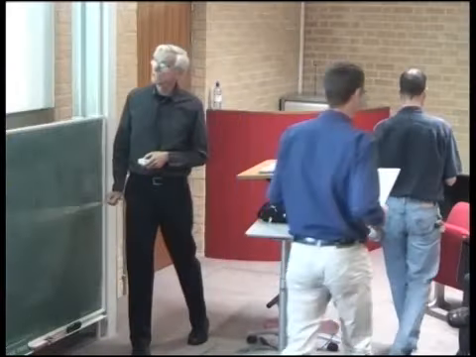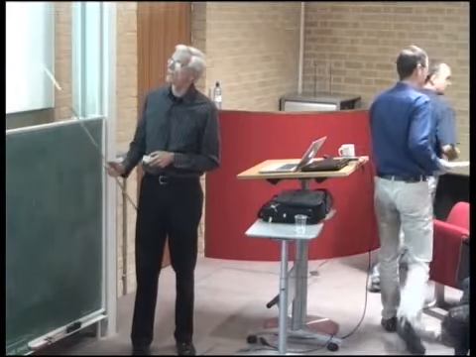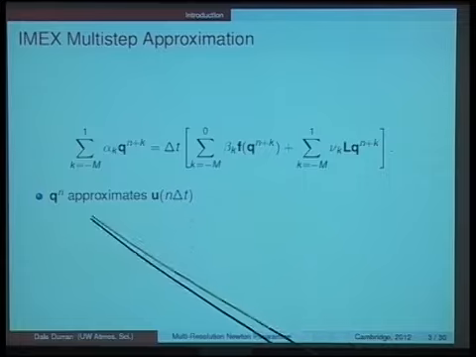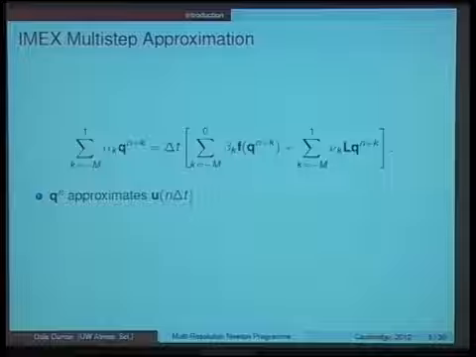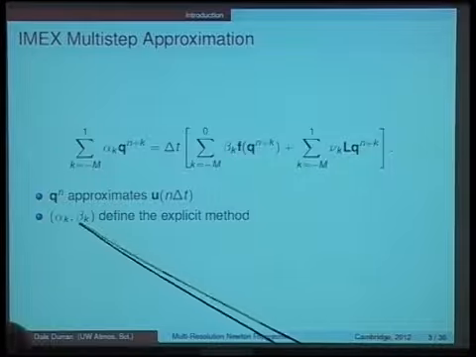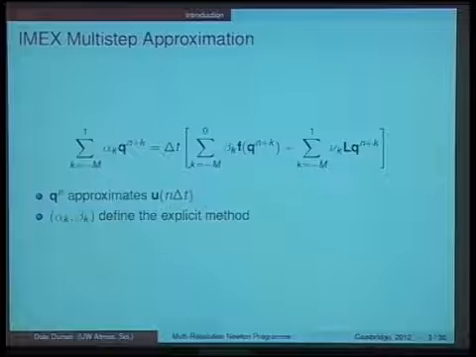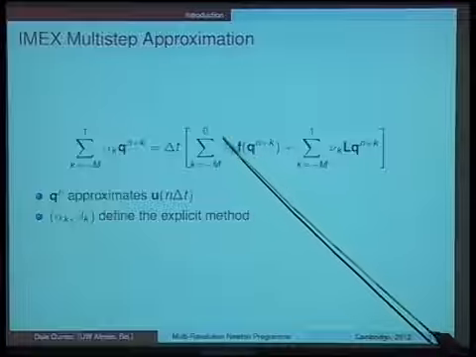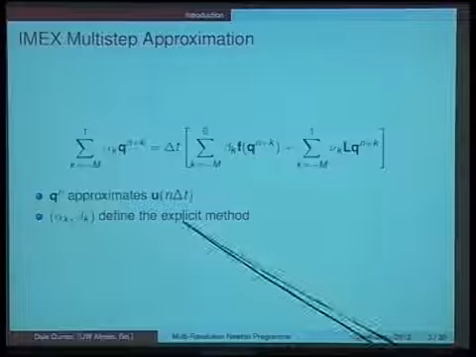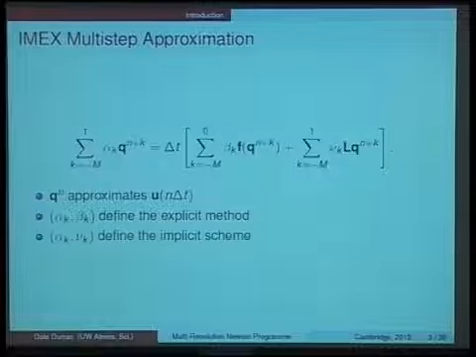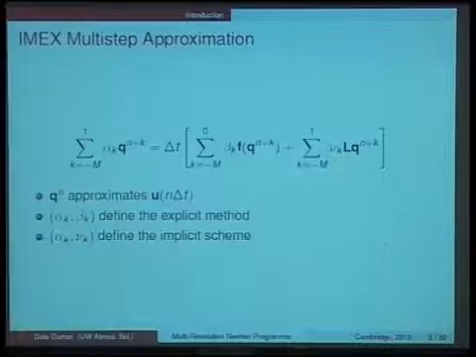So an IMEX multi-step approximation takes the following general form, where q sub n approximates our unknown vector at time n delta t, and then the pair of coefficients alpha and beta define the explicit method. Notice our index on the coefficients doesn't run all the way up to time n plus 1 in this term, so this is the explicit part, and alpha and nu define the implicit part of our scheme.